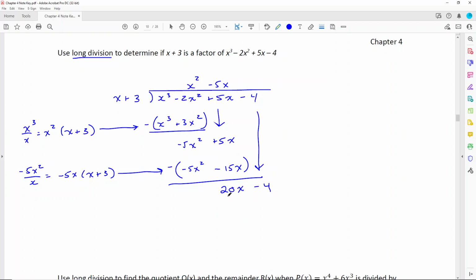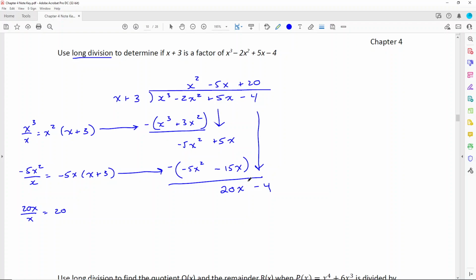Then I'm taking 20x and I'm dividing it by x, and I get 20. Some people do that a little differently. Instead of doing the division, they go, okay, what would I multiply x by to get 20x? And then they just put 20 up here. You don't have to do this whole division thing. I'm just trying to be very systematic to show you why you're getting what you're getting in your quotient.